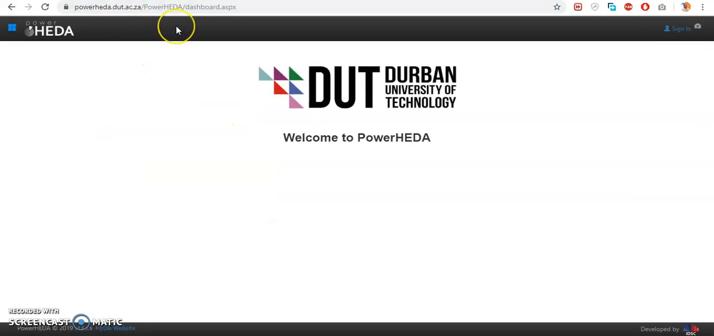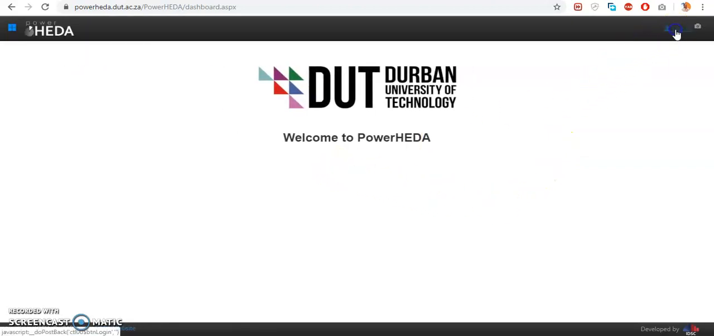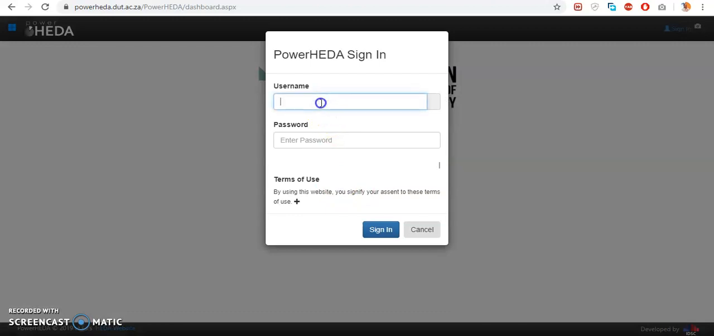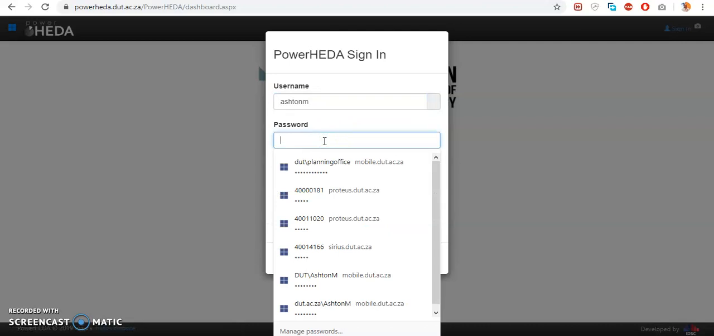In order to navigate to the DUT PowerHEDA website, you access it through powerheda.dut.ac.za/PowerHEDA. From here, you'll then click the Sign In button. Once you click the Sign In button, it will take you to the login page. From the login page, you then log in with your DUT user credentials. So your username is your DUT username, and your password is your DUT email password.